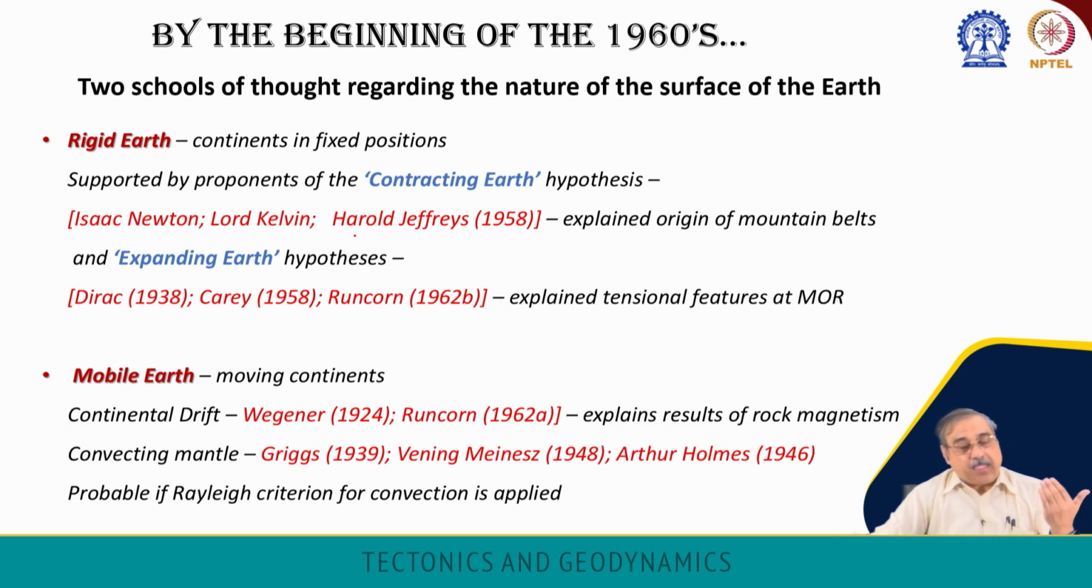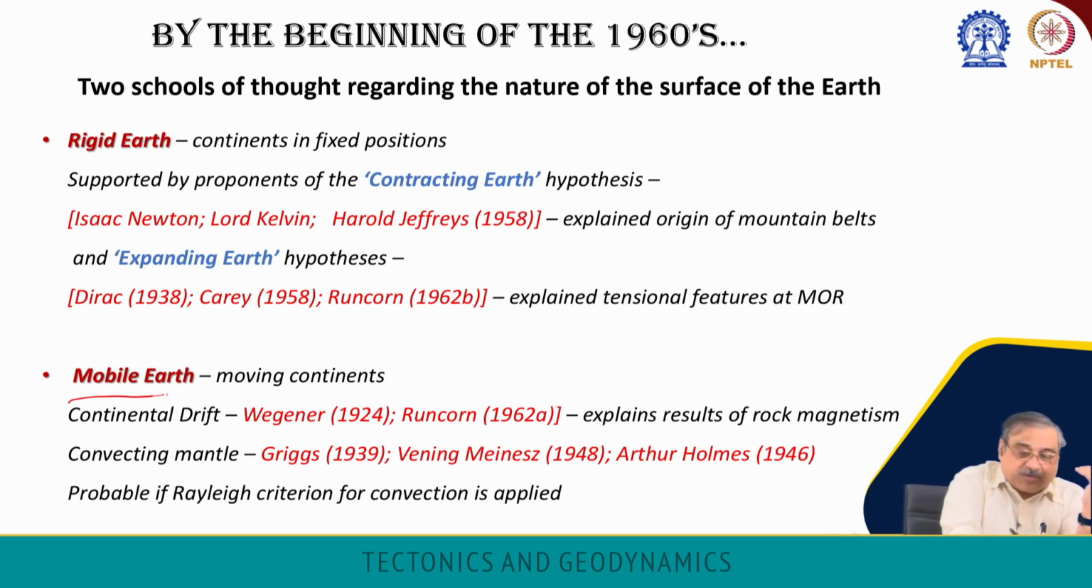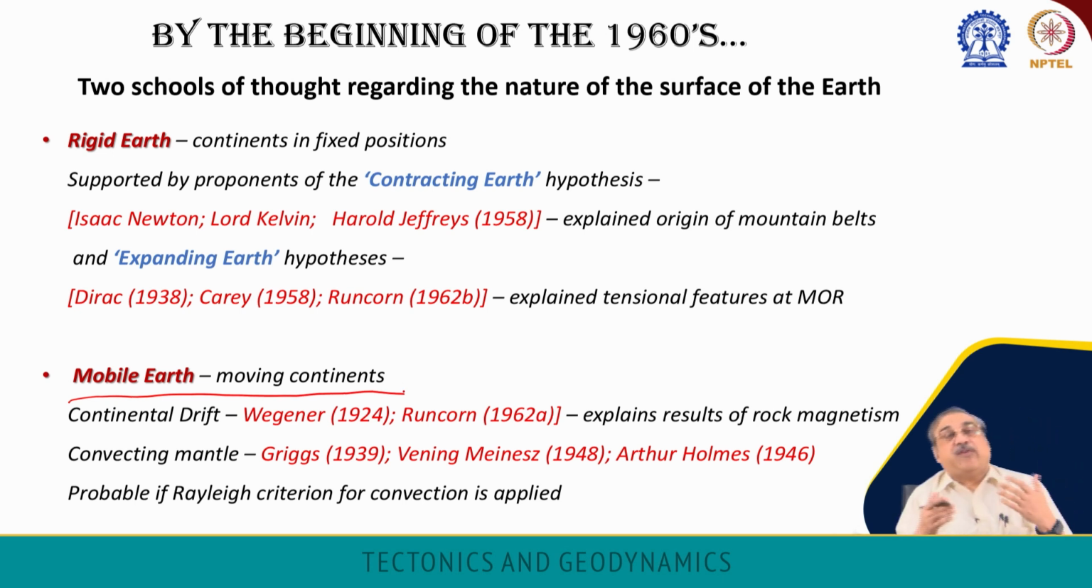However, if we now go into the second part of it, the alternative idea, the idea of a mobile Earth, this was thinking conceptually in terms of moving continents. And the biggest support for this, of course, was geology. It was the theory of continental drift. Wegener, of course, was one of the famous proponents of this theory.